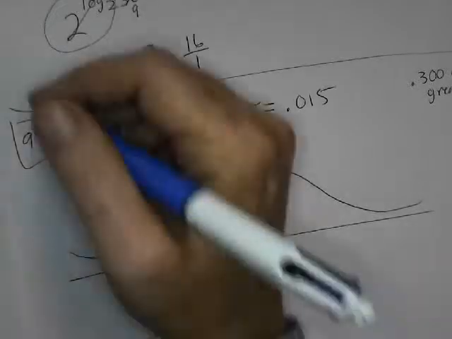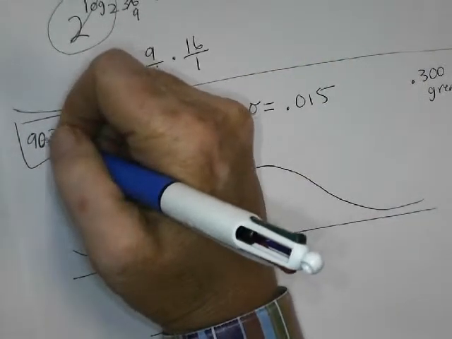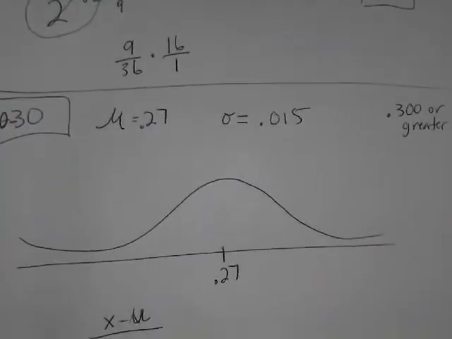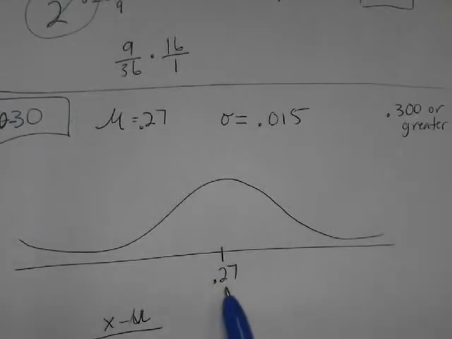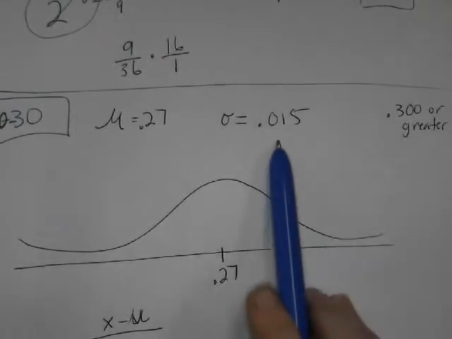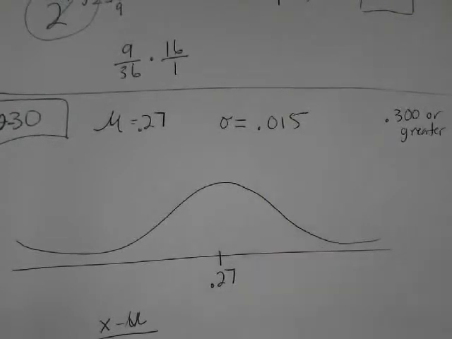This is lesson, I think it's supposed to be lesson 90. Lesson 90, number 30. And I already kind of wrote it out. It says a statistician decides that the batting averages of Major League Baseball players are normally distributed with a mean of 0.27 and a standard deviation of 0.015. What percentage of Major League Baseball players have batting averages 0.3 or greater?